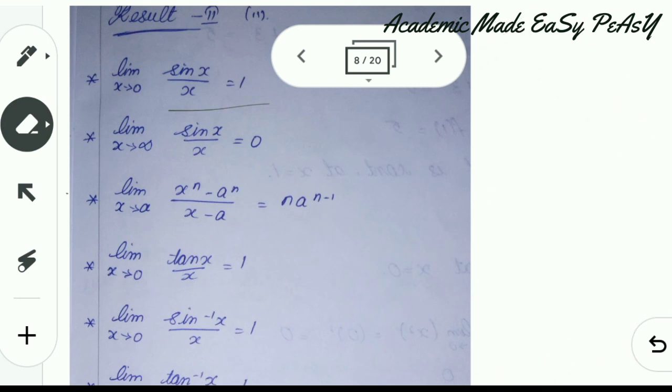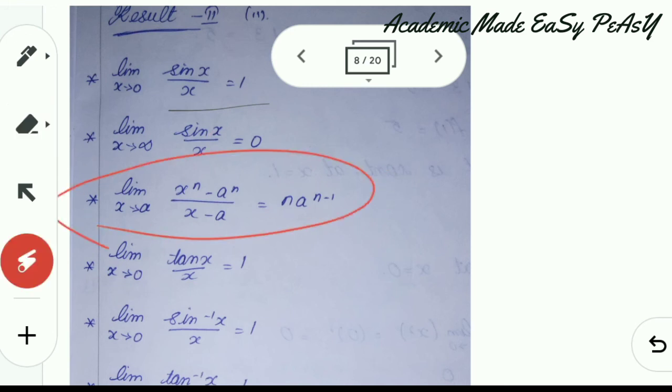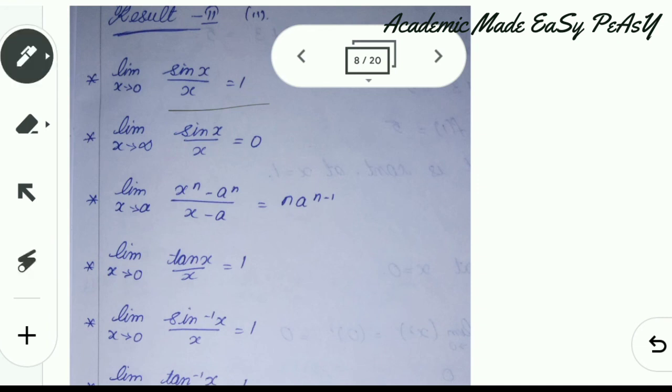Next, limit x tends to a, (x power n minus a power n) divided by (x minus a) is n into a power n minus 1. So this is one of the important results. We have already learned it in more detail in 11th standard. So these are just the important points you have to know. That's why I just gave them. You have already learned in 11th standard, so I'm just moving fast. If you have any doubts, you can just mention it in the comment box. I will make you clear.